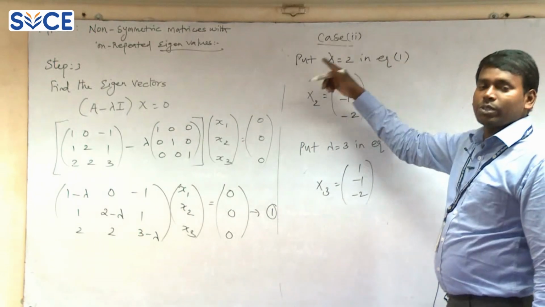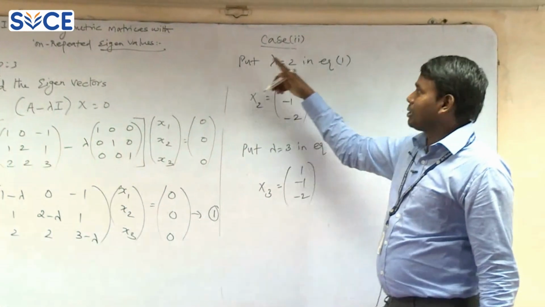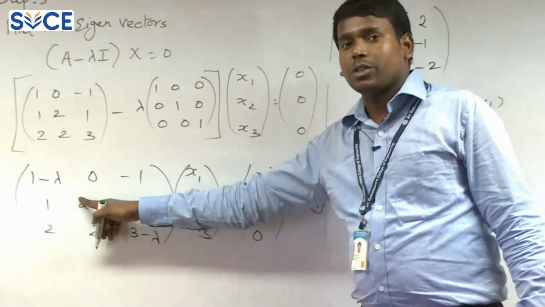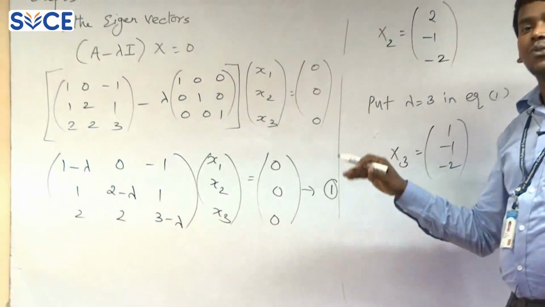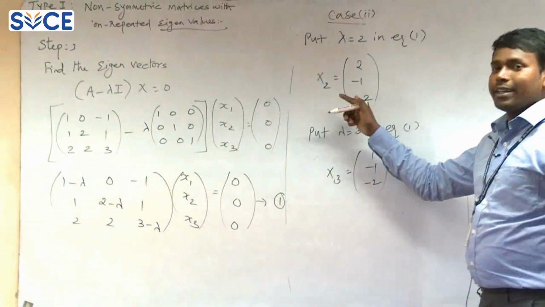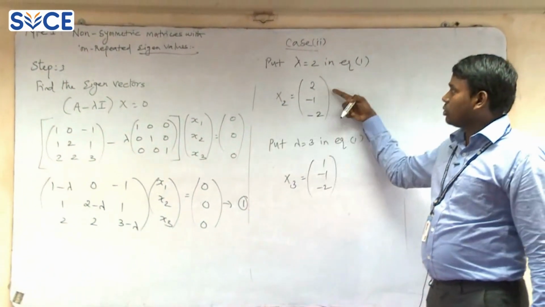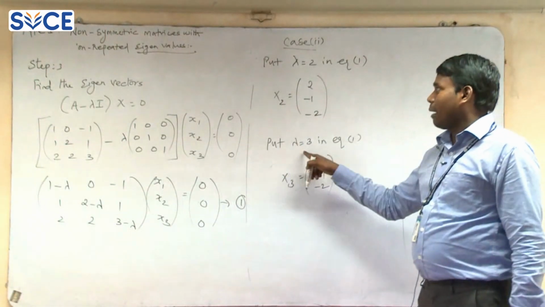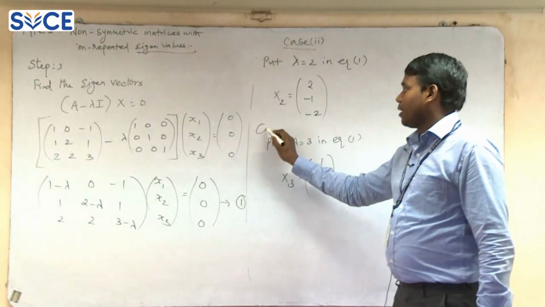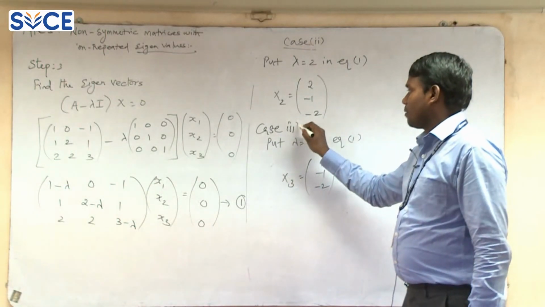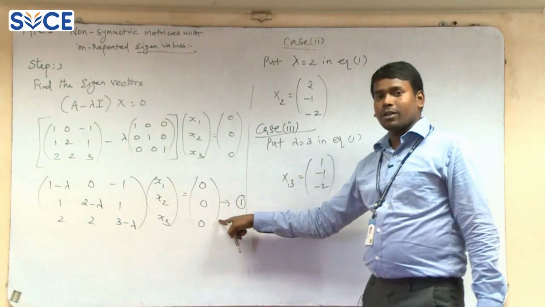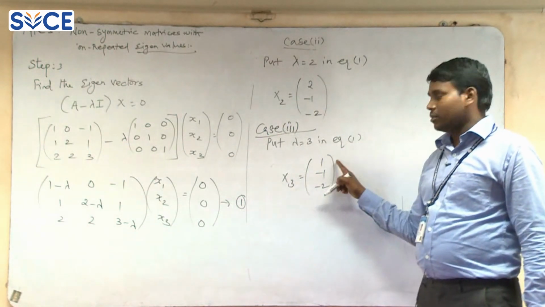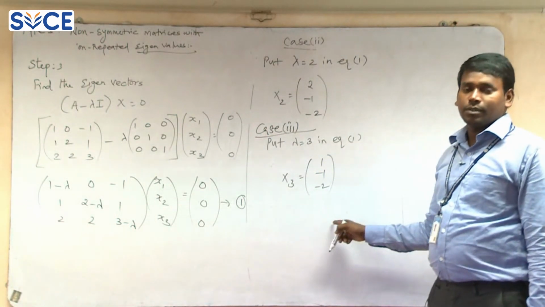So case 2, your second eigenvalue is lambda equal to 2. Put lambda equal to 2 in the same equation number 1, and apply the same procedure that we followed in case 1. The second eigenvector is X2 equal to 2, minus 1, minus 2. Next, case 3, put lambda equal to 3 in equation 1 and apply the same procedure. Your third eigenvector is X3 equal to 1, minus 1, minus 2.